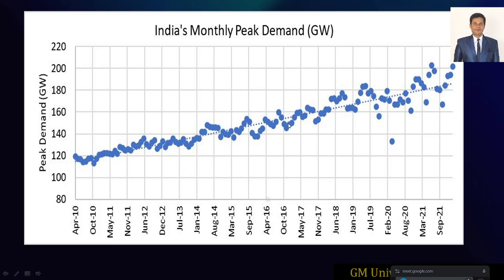So when the consumption is happening, if it is 120 gigawatt in the month of April, then your generation should also be 120 gigawatt, correct? You cannot have 100 gigawatt. Whatever the load comes, you have to satisfy these peak demands every time. This peak demand should be manageable. See, every time the peak keeps on increasing. You can see the dots, it has gone from 120 to almost 200 gigawatt in the span from April 10 to around September 21st.